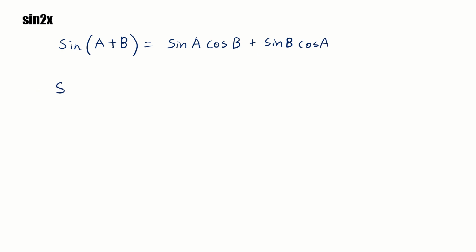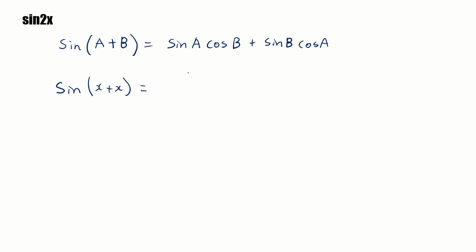The first one we're going to look at is sine 2x, and basically the place where these identities come from is by looking back at the compound angle formula. Those are identities for things like sine of a plus b, which is sine of a cos of b plus sine of b cos of a. If instead we look at sine of x plus x, of course x plus x is 2x.